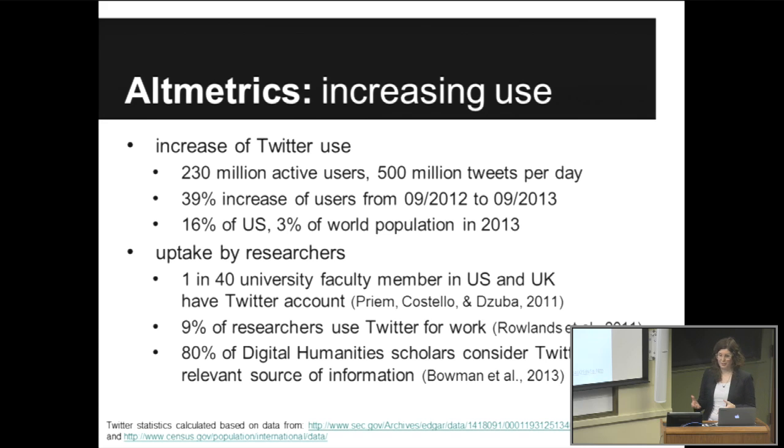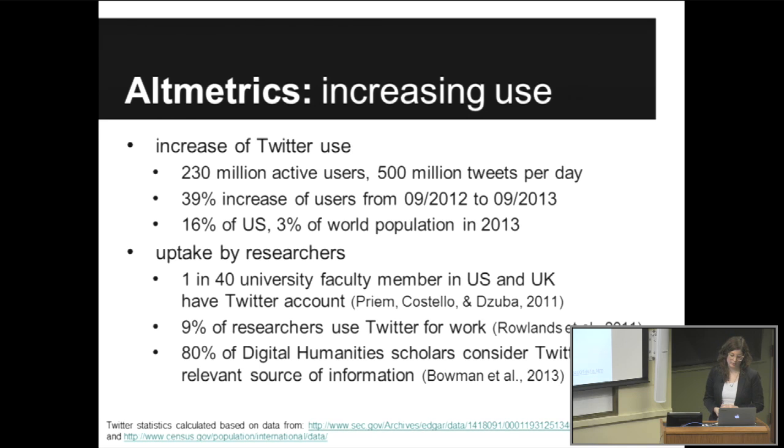But of course, researchers are only a small fraction of these 230 million users. And the problem right now is we don't know how many researchers use Twitter for their work. There has been a study by Jason Priem, who is one of the inventors of, or coined the term, altmetrics. They found that 1 in 40 university faculty members in the US and UK had a Twitter account, although that was maybe underestimated because they had to identify the researchers. Another survey asked about 2,000 to 3,000 researchers, and they found that 9% of them would use Twitter for their work, but that's from 2011, so it's outdated in terms of Twitter use.